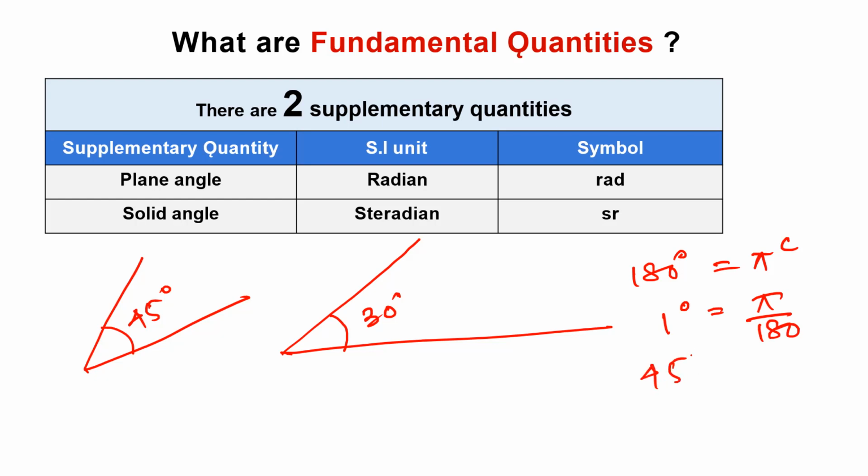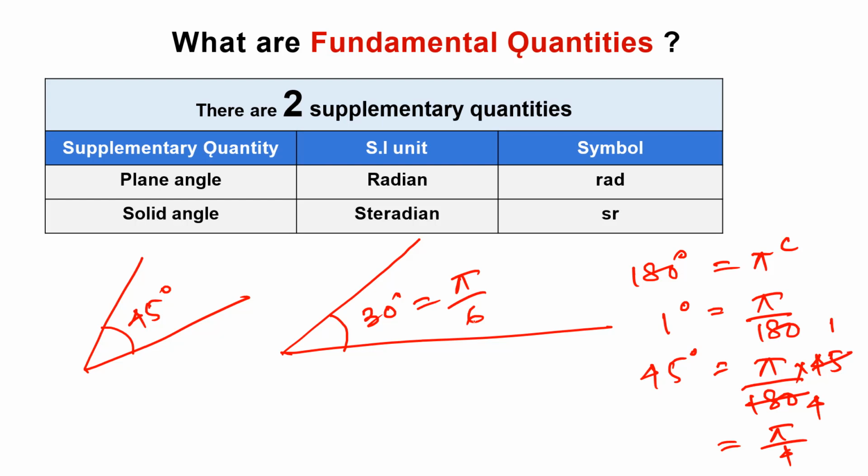Now 45 degree equals pi by 180 multiplied by 45, right? So 45 ones are 45, 45 fours are 180. So 45 degree means pi by 4. Similarly, you can say 30 degree equals pi by 6. These are the plane angles in radian. Okay. Now let's talk about the solid angle.